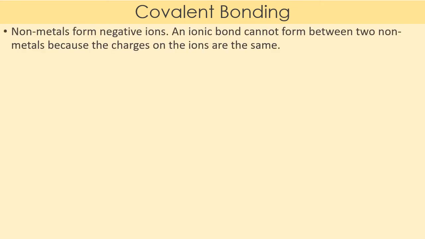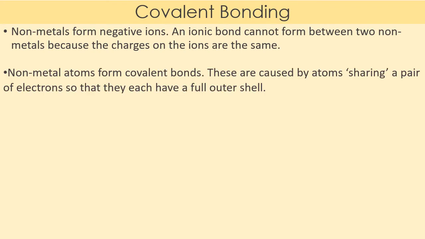So we're going to have a look at what covalent bonding is and why it exists. So, non-metals form negative ions. An ionic bond cannot form between two non-metals because the charges on the ions are the same. They are both negative, so they will repel each other. Now, non-metal atoms instead form covalent bonds.